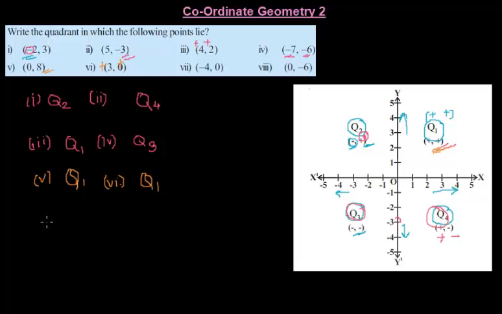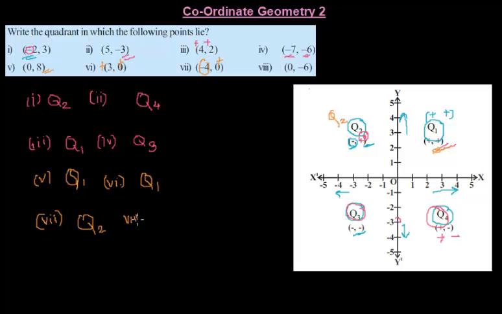Now let us take the seventh point. The seventh point is -4, 0. The x coordinate is negative and y coordinate is positive. Negative and positive belong to Q2 quadrant. Therefore, the seventh point belongs to Q2 or the second quadrant.